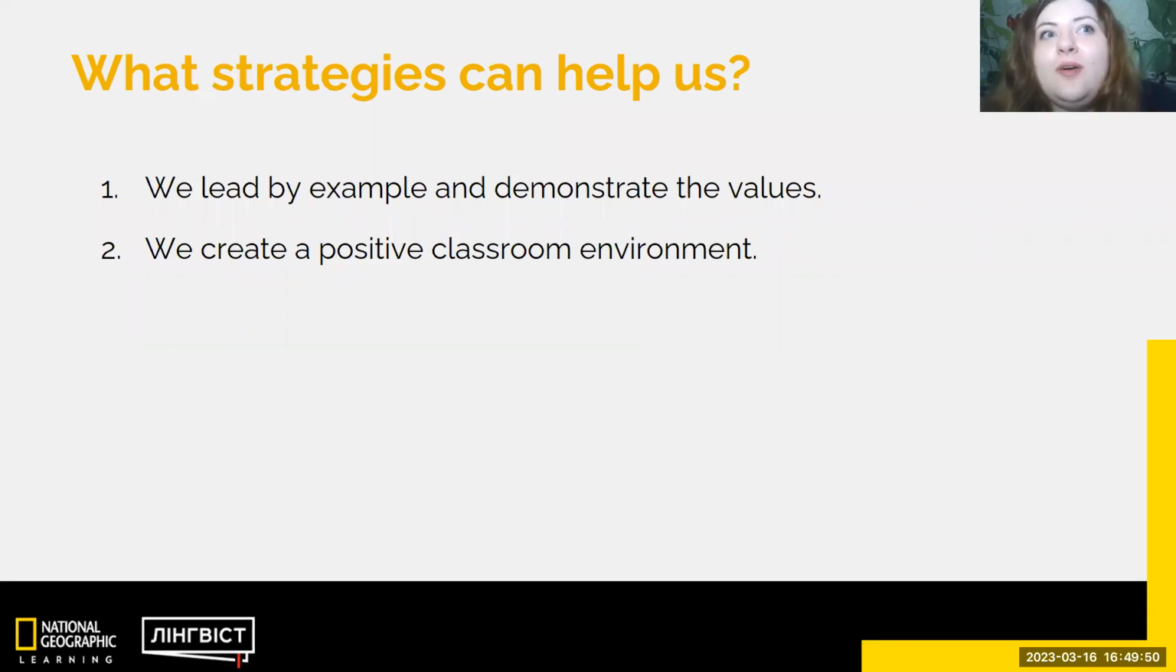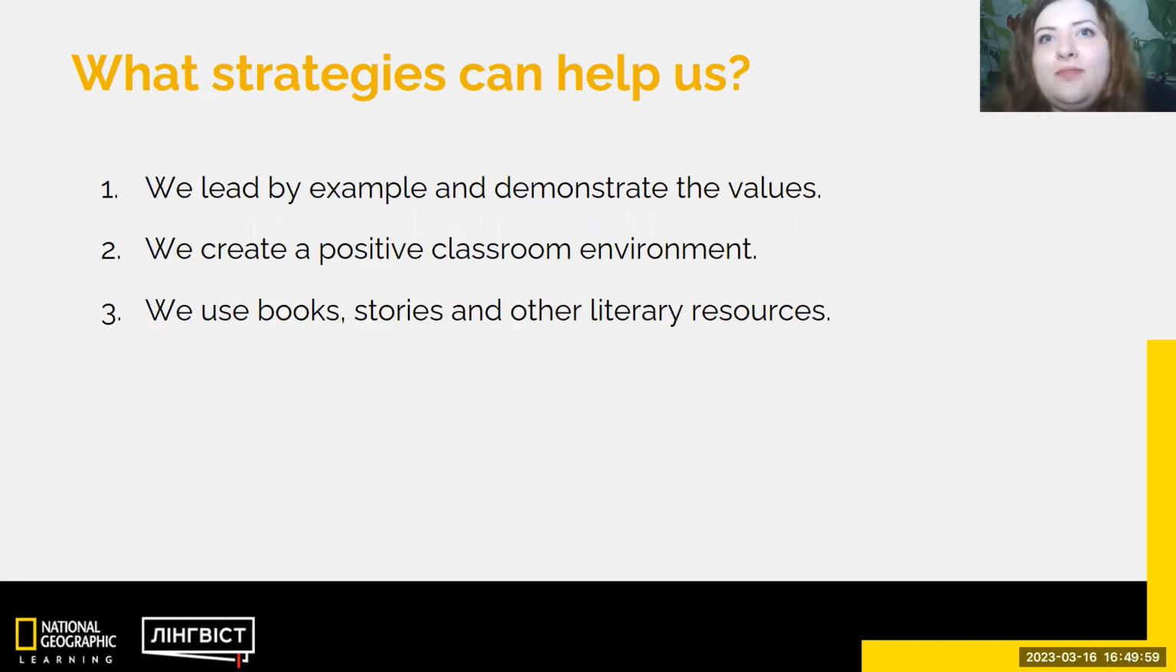Sometimes it's more about helping the community to grow than just imposing rules on them, yes? Okay, also, it's a good idea to use all materials that would be helpful for us. Books, stories, any kind of own experience that we can tell, any photos that we can use. We discuss a lot of things with students like that. So any kind of source that you can use and discuss.